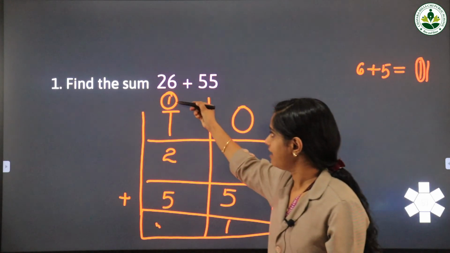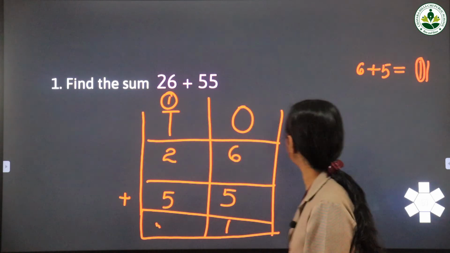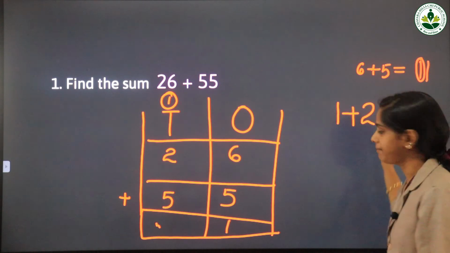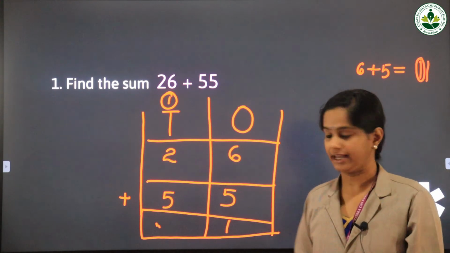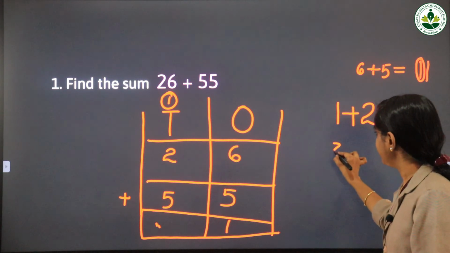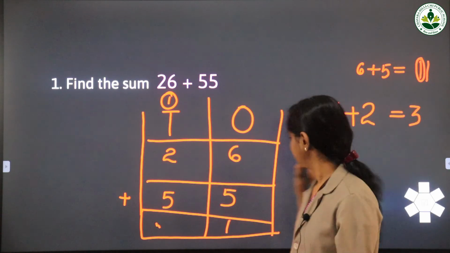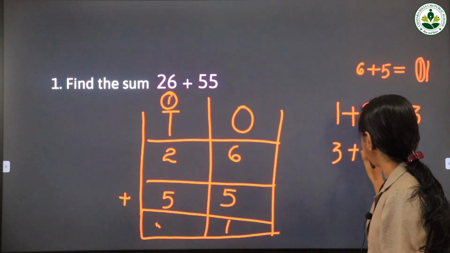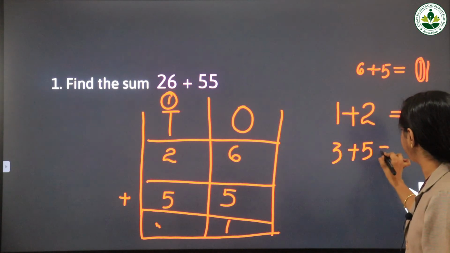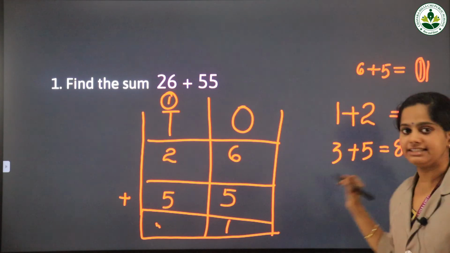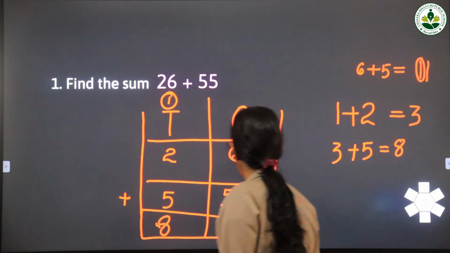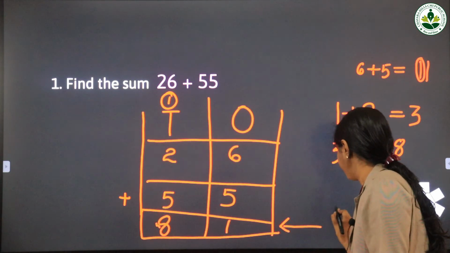Then we add, first we add 1 plus 2. 1 plus 2 is equal to 3. Then we add 5 to this number. 3 plus 5 is equal to 8. So we write 8 in the tens column. 81 is the sum.